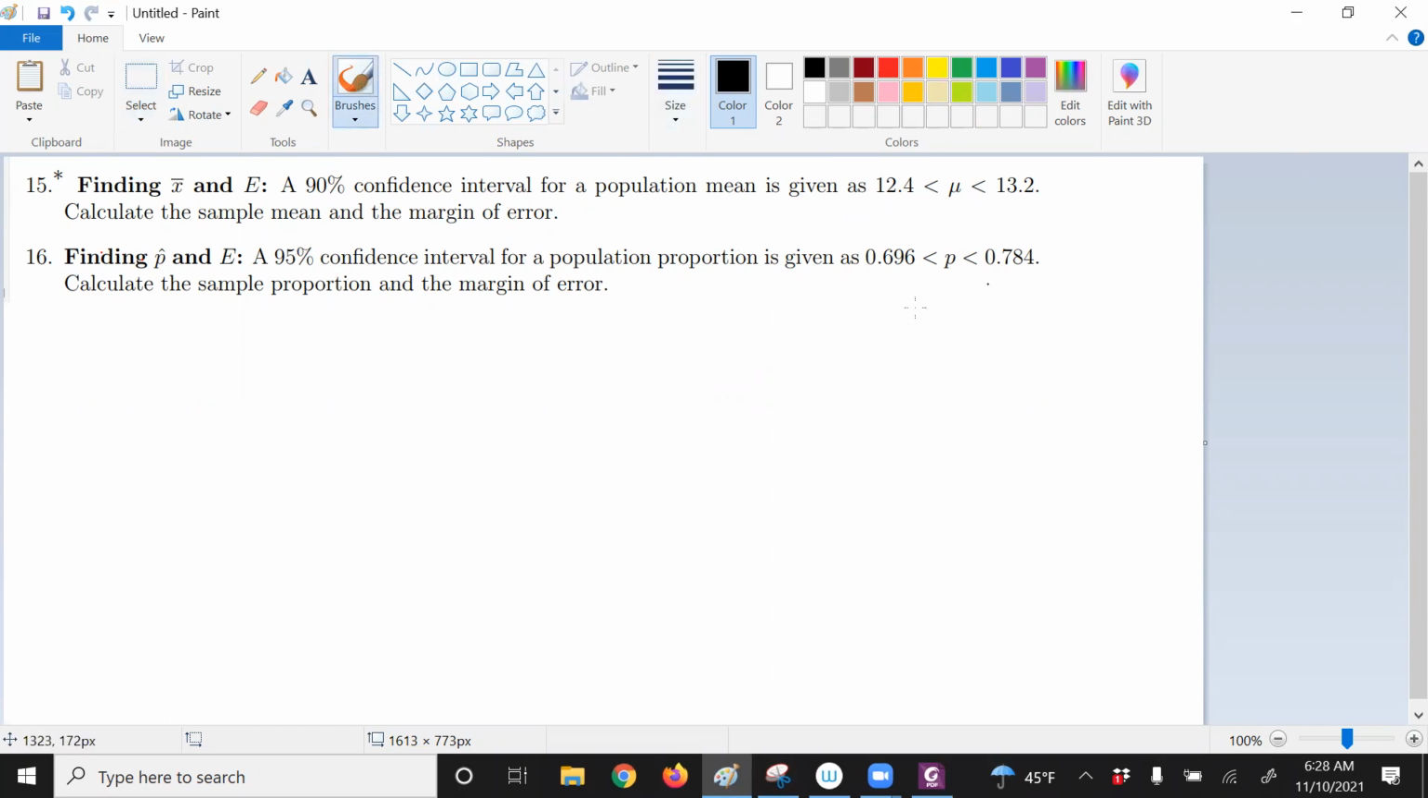So what you got to think about, what you got to remember, is that when you create a confidence interval, it's for like number 15 with the mean, it's the sample mean, the point estimate, plus or minus some margin of error that we calculate. But they already gave us that interval. So the way the textbook got the 12.4 is they took the mean, the sample mean, and subtracted that margin of error from it. And to get the 13.2, they took the sample mean and they added the margin of error to it.